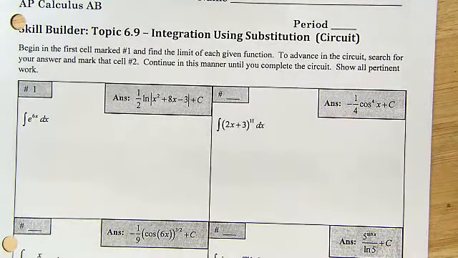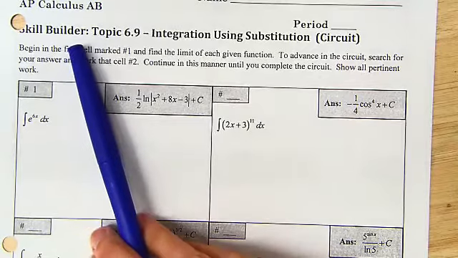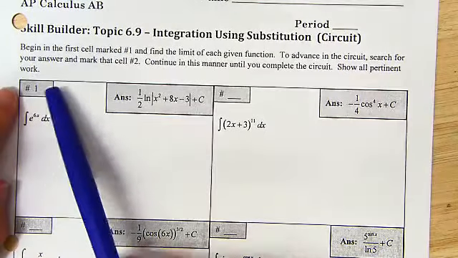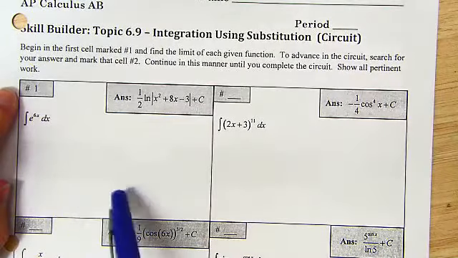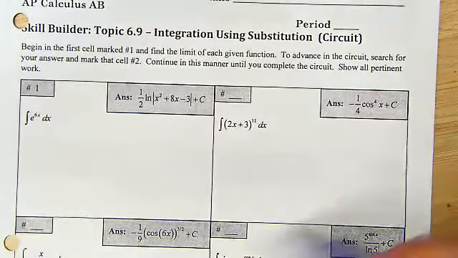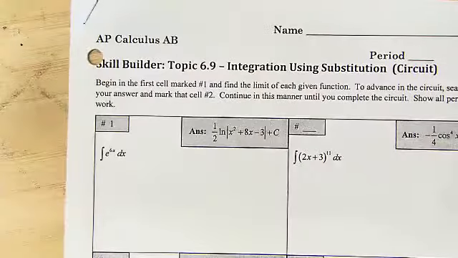With these types of worksheets, these skill builder worksheets, they're set up so you work on the problem in box number 1. You get its answer and then you find it somewhere, and then wherever it is, that will be the next problem you work on. So I'll do the first 2.